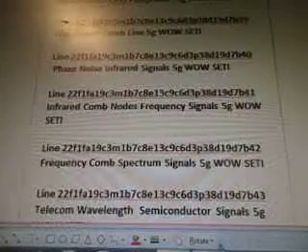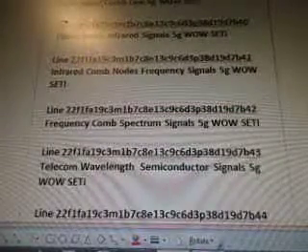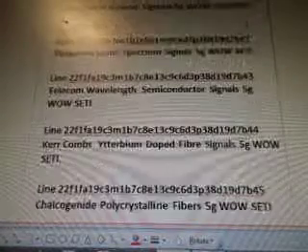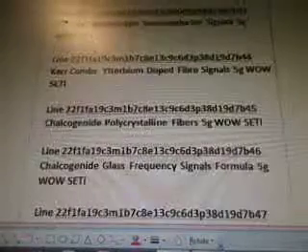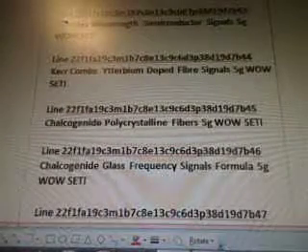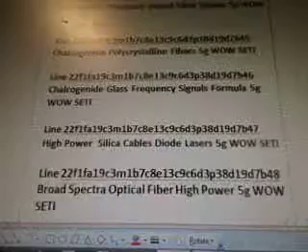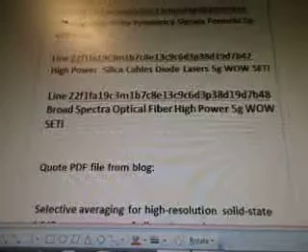Then I did infrared comb nodes frequency signals. Then frequency comb spectrum signals. Then telecom wavelength semiconductor signals. Then we did the telecom's ytterbium doped fiber signals. Then chalcogenide polycrystalline fibers. And then chalcogenide glass frequency signals formula. Then we did high power silica cables diode lasers. And then broad spectra optical fiber high power.